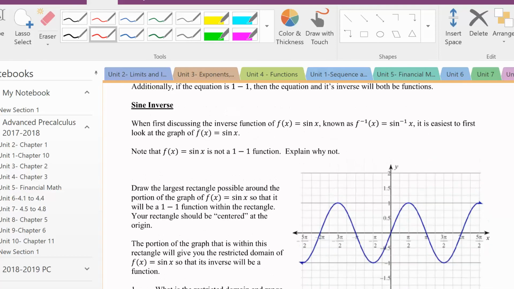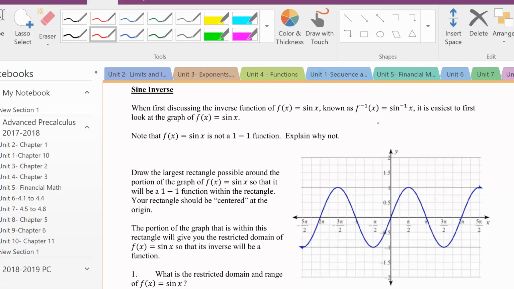So if we look at sine inverse, this is where it says f inverse is equal to sine inverse of x. It is easiest first to look at the graph of the sine function. And notice it is not 1-to-1 because it does not pass the horizontal line test.